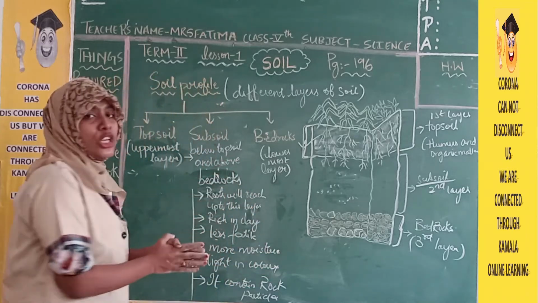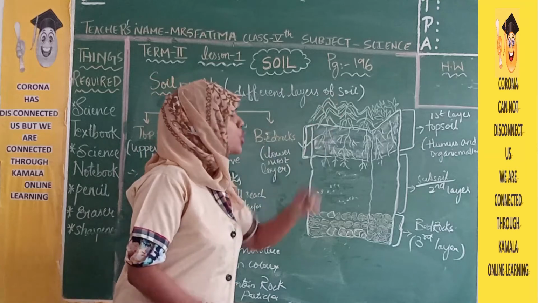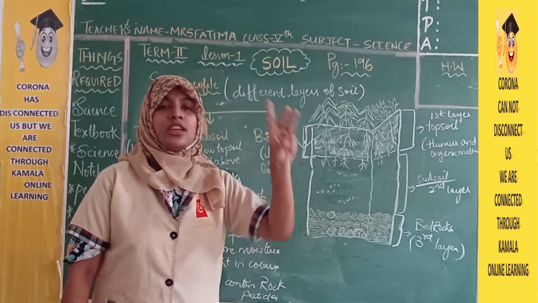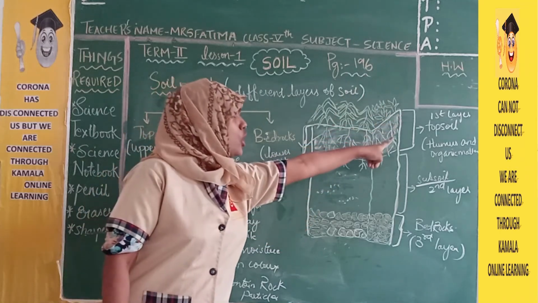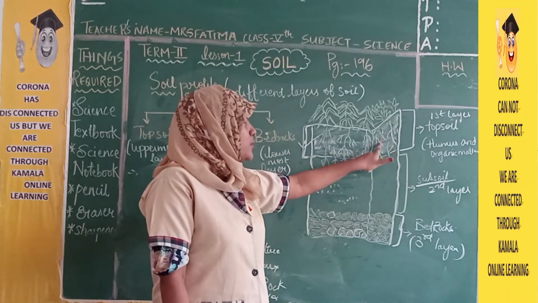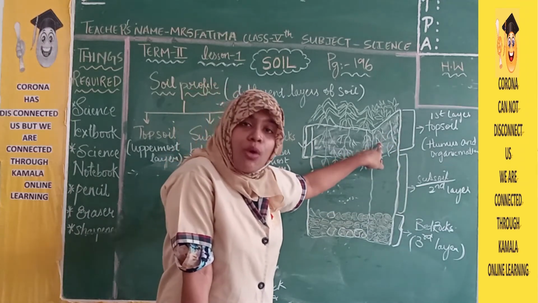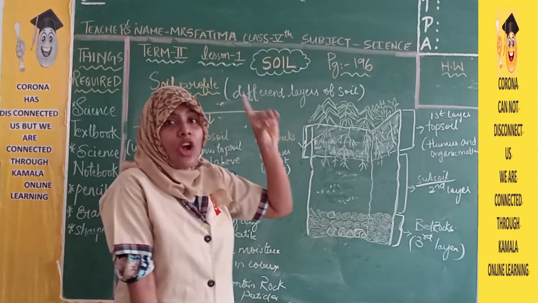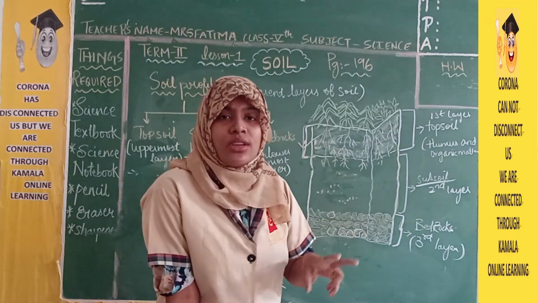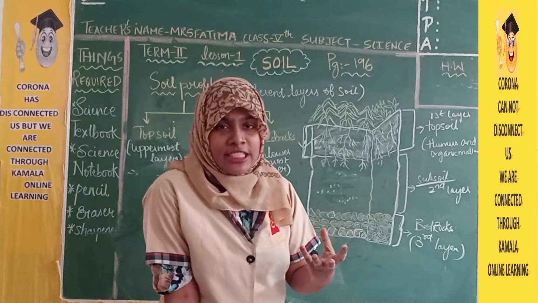So we shall do a recap. What is soil profile? Different layers of soil are known as soil profile. So soil profile has three layers: topsoil, subsoil, bedrock. Topsoil contains what is required for the soil. Topsoil is dark in color, brown in color. Topsoil contains humus, organic matter.